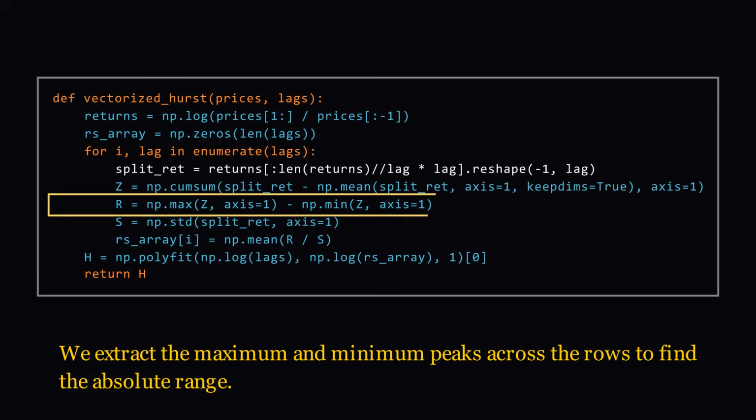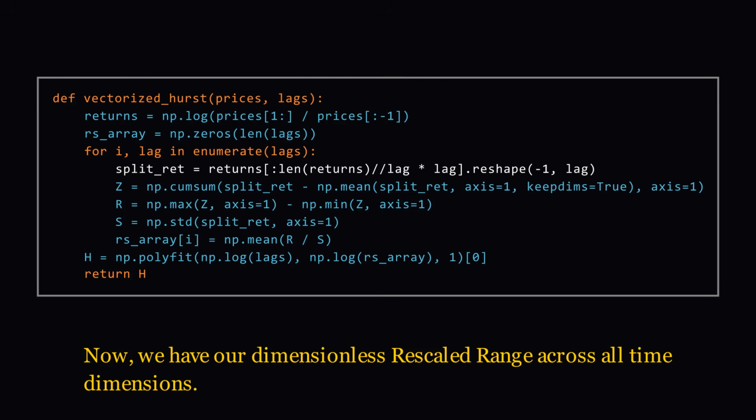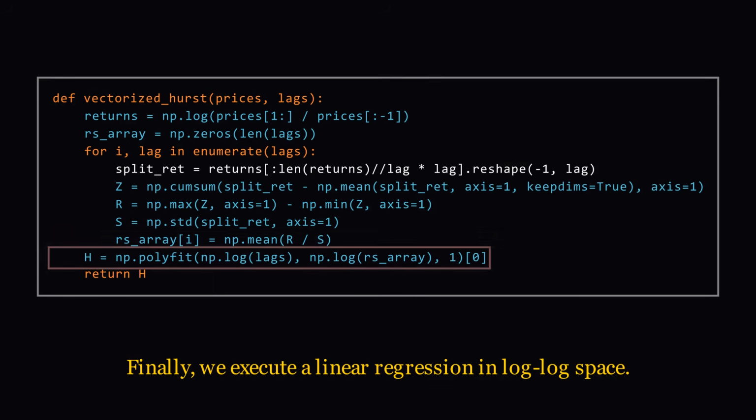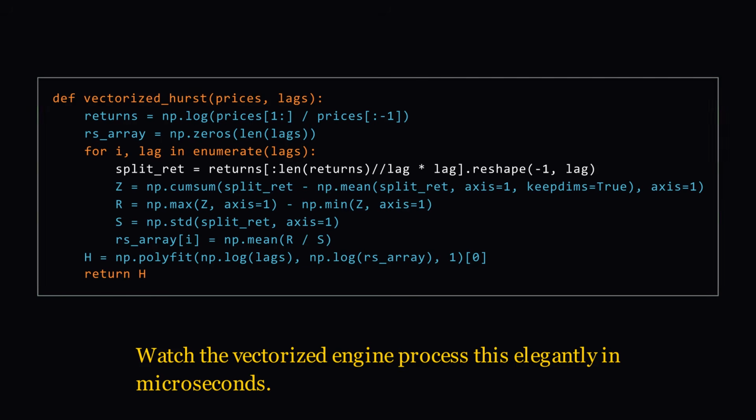We extract the maximum and minimum peaks across the rows to find the absolute range. Then, we divide this range by the rolling standard deviation. Now, we have our dimensionless rescaled range across all time dimensions. Finally, we execute a linear regression in log-log space. The slope of this line, extracted via polyfit, is our Hurst exponent. Watch the vectorized engine process this elegantly in microseconds.